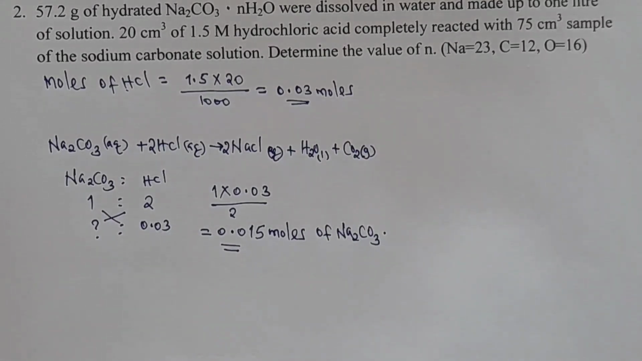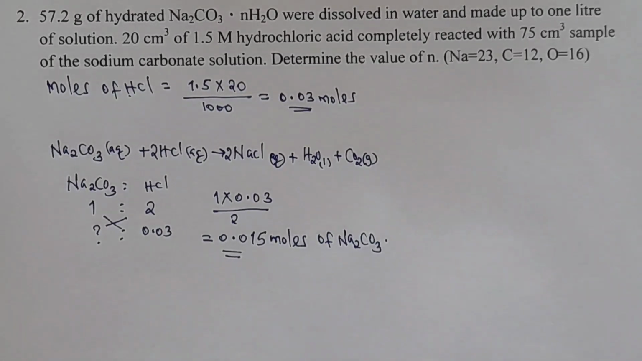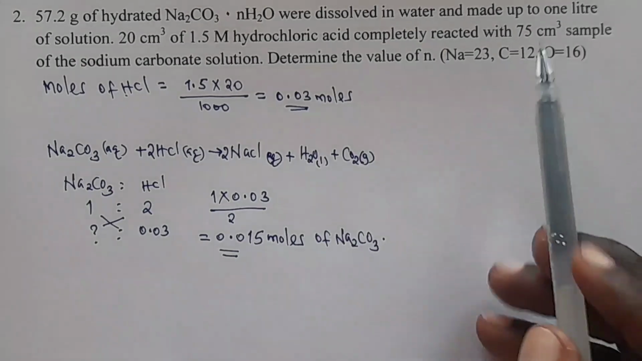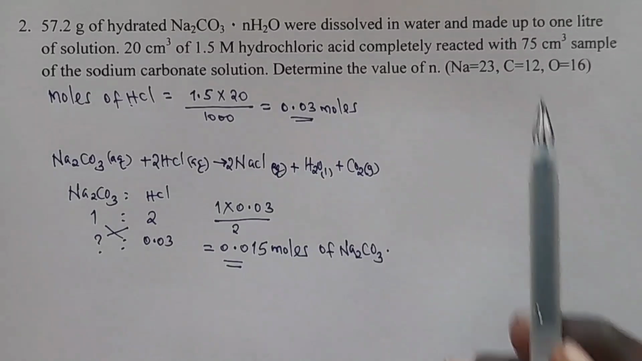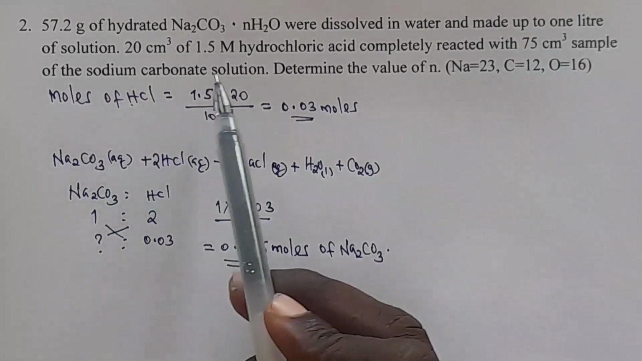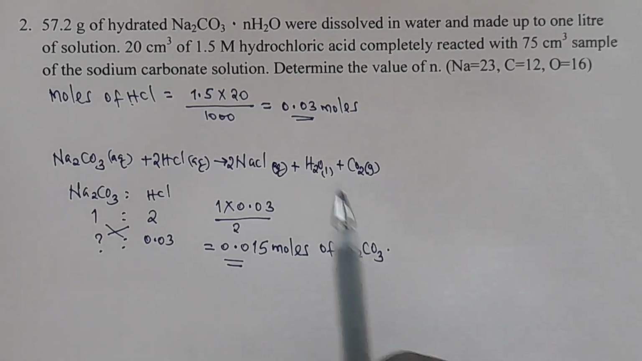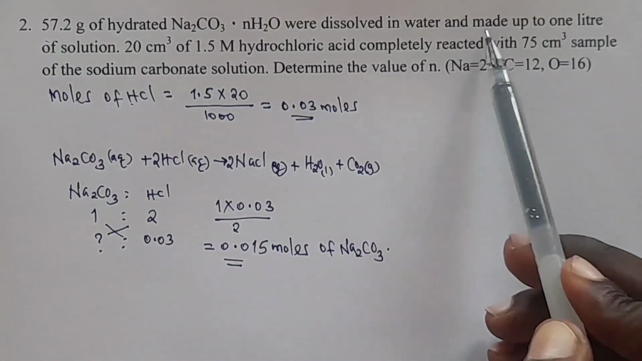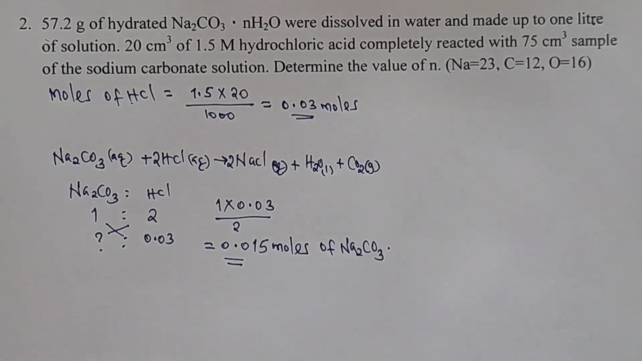So next, we can do the next step here in 2 ways. One way, we can calculate the molarity of the hydrated sodium carbonate by using the formula moles times 1000 over the volume used, so the volume used is 75. Or else we can relate and say 75 centimeter cube of the sodium carbonate solution gives us 0.015 moles. So we can say, what about 1 liter? Because this mass has been dissolved in water and the solution was made up to 1 liter. So the two will give us the same answer.